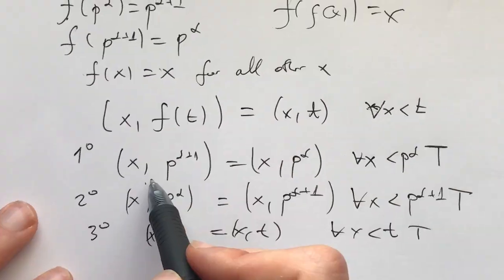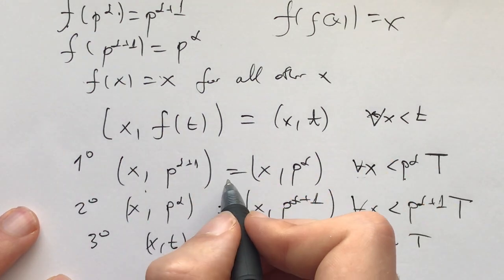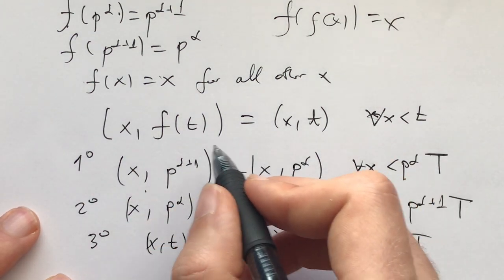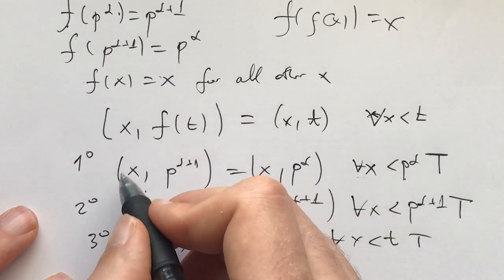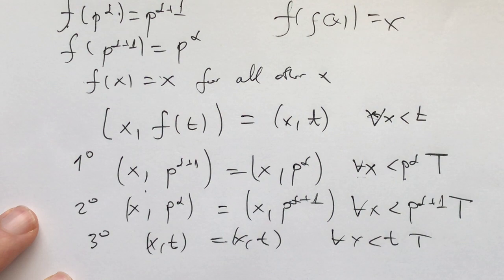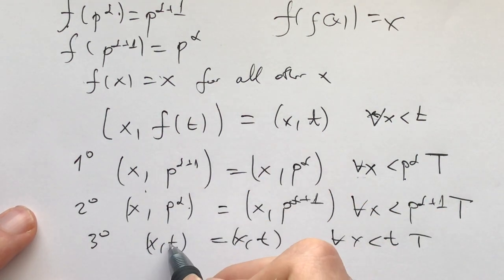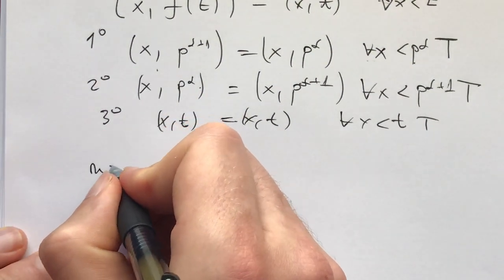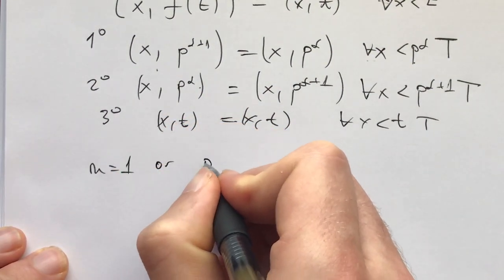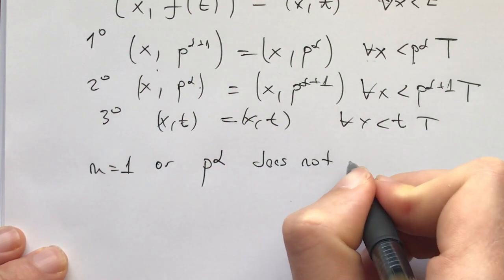In the first case, if t is equal to p to the alpha, then this must be satisfied, which is true, because this is all going to be less than or equal to p to the alpha. This is never going to be. X is less than p to the alpha plus 1, so this is true. And this is true by the same argument, and this is true because it's identical. So now we know that m equaling 1 or p to the alpha for some alpha does not work.